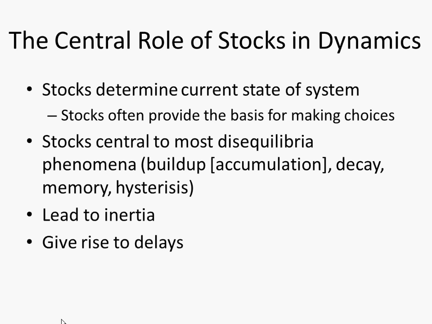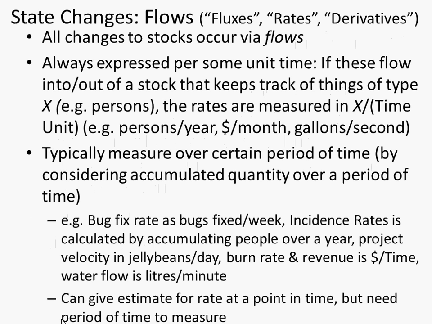So there's a sort of inertia, and they give rise to delays. It takes time to change things because of stocks. We can't instantly change how many people out there are infected. We can only change that over time by encouraging people to be careful. And so for a certain amount of time, we're going to have to put up with that a lot of people are still sick.